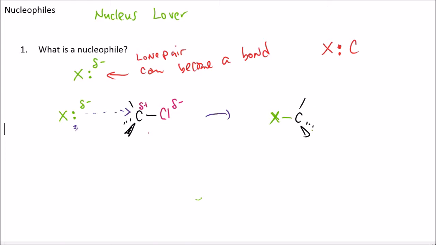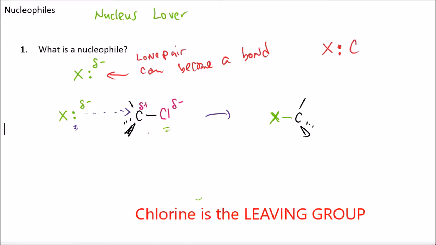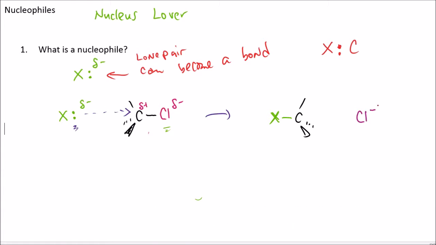The carbon can't have 5 bonds stably, and so this chlorine here has to go. It's called a leaving group because it's going to leave. In this case, the chlorine will leave with a negative charge. So this is a typical reaction in organic chemistry where you substitute this chlorine for a new species, which I haven't specified, but it is a nucleophile. The nucleophile has displaced the leaving group chlorine.